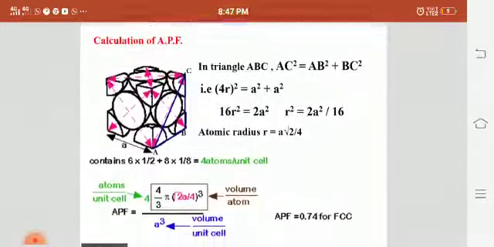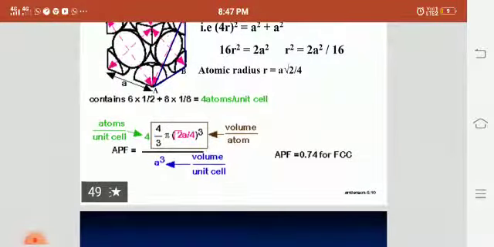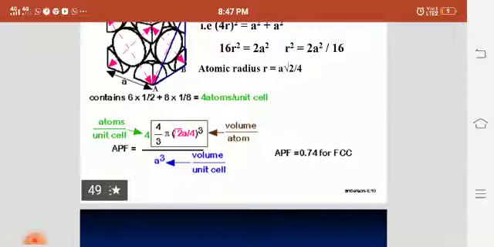For atomic packing factor, 0.74, that is 74%, of the space is occupied by atoms packed in the crystal structure. The remaining 26% of the space is empty in this crystal structure. In this video we have seen the characteristics of a hexagonally closed packed structure. Thank you.